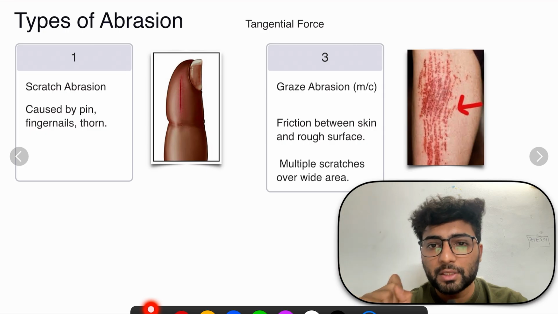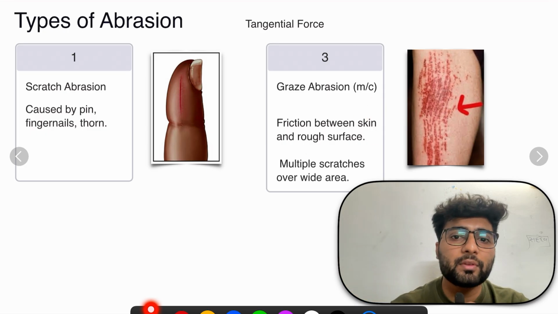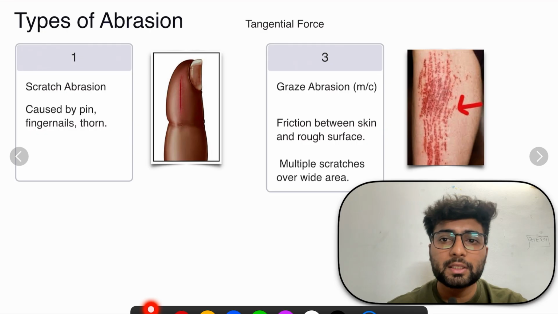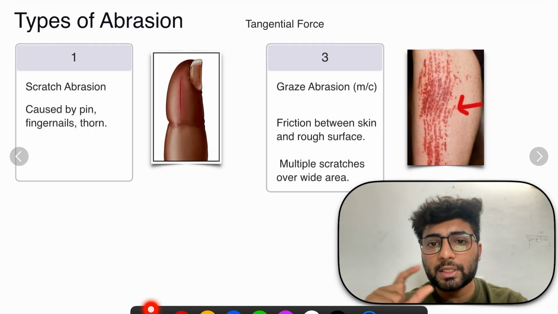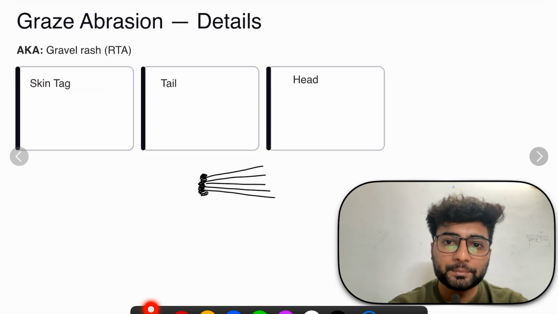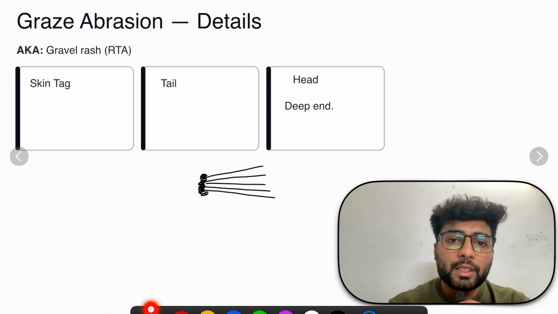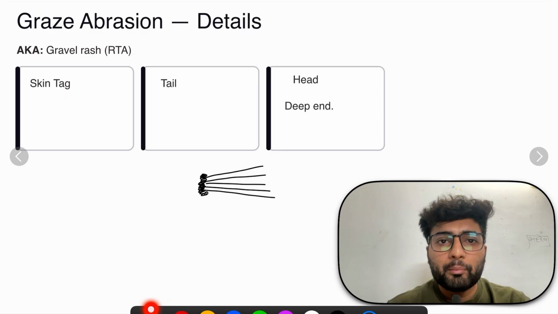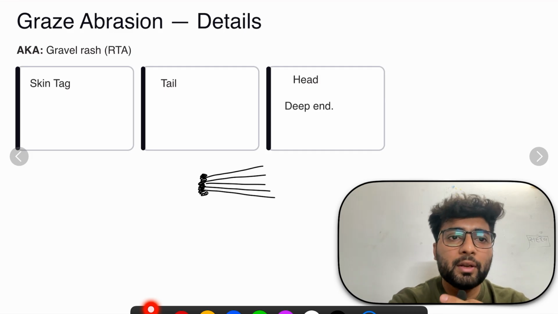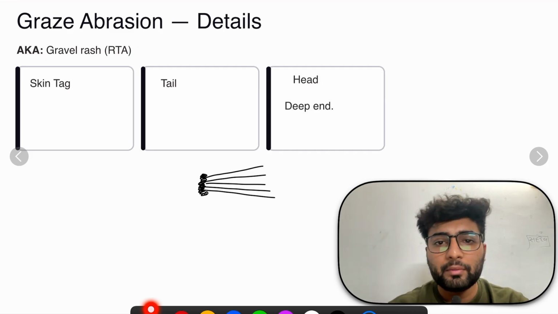So whenever there is friction between skin and a rough surface like road, etc., then you can see this abrasion, which is graze abrasion, multiple scratch marks over a wide area. Now this graze abrasion gives you a medico legal clue. Let's say this is the graze abrasion that I showed you in the previous image. It is also called gravel rash because it occurs in road traffic accidents.